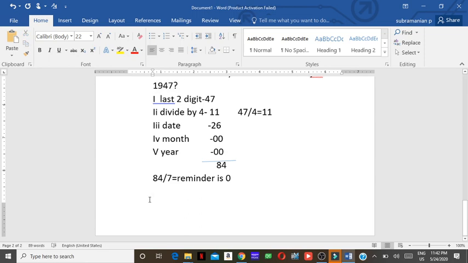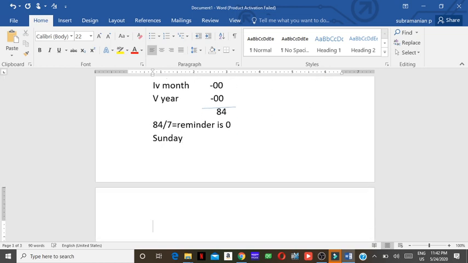By seeing the remainder, we can tell. If the remainder is 1, we have to go to Monday. 2 means Tuesday, likewise. The answer is Sunday. Next, we are moving to the next question.